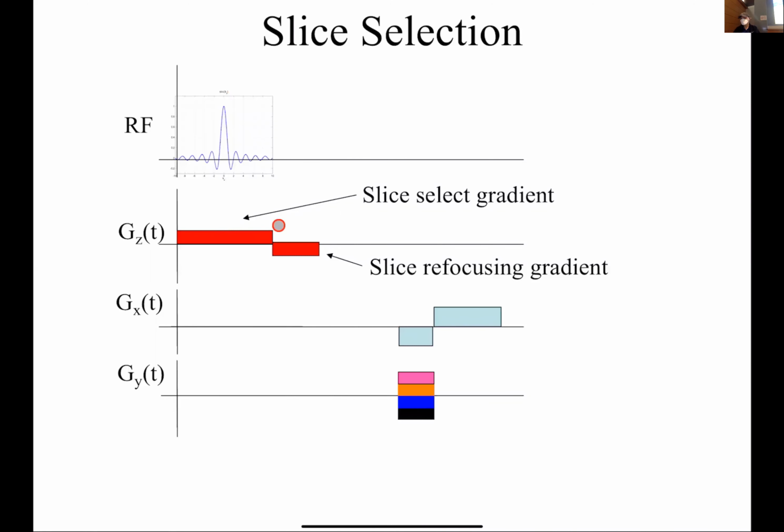Right. So previous years we've gone into more depth in this. For this year, I just want to give you the minimal you need to know about slice selection. And so for now, just realize that this is a slice refocusing gradient, which is needed to get the spins into phase.